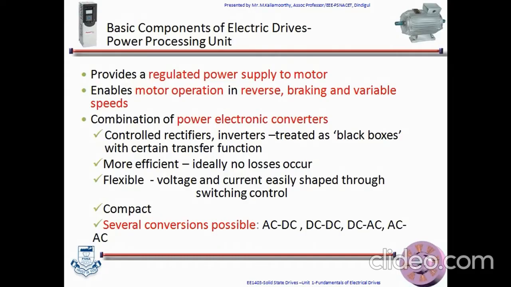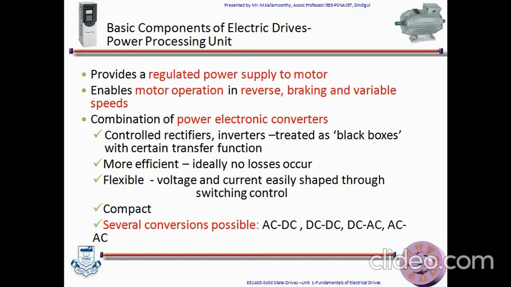Now let us discuss in detail the power processing unit, which is sometimes also called a power modulator. What does this power processing unit or power modulator do in general? It provides a regulated power supply to the motor. It also modulates the flow of power from the source to the motor in such a manner that the motor is imparted the speed torque characteristics required by the load. During transient operations such as starting, braking and speed reversal, it restricts source and motor currents within permissible values.